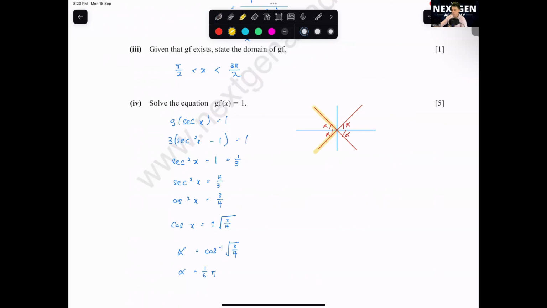What if you use 1 plus tangent square x? Also can. Okay, that's a very good question. But also can. You'll get the same answer.